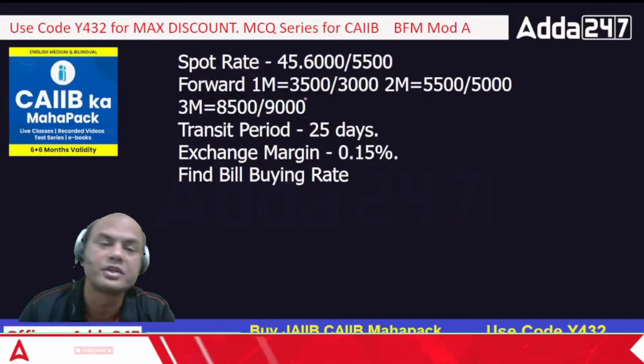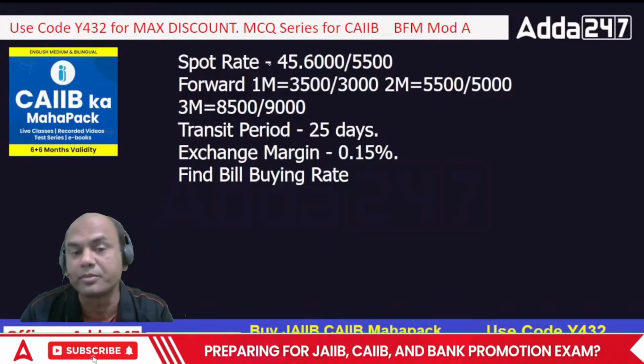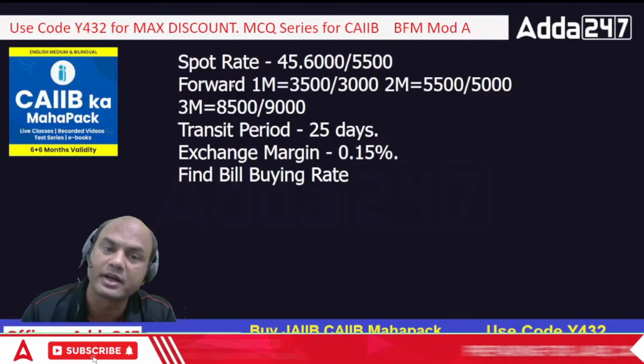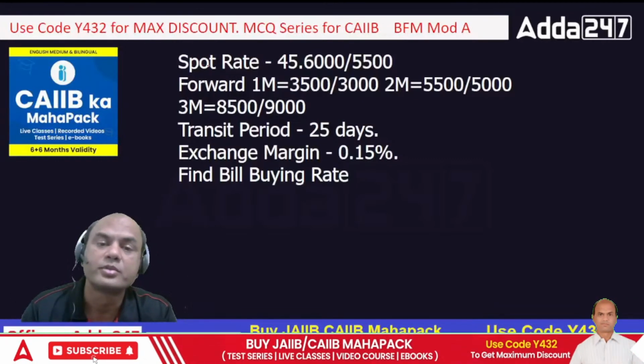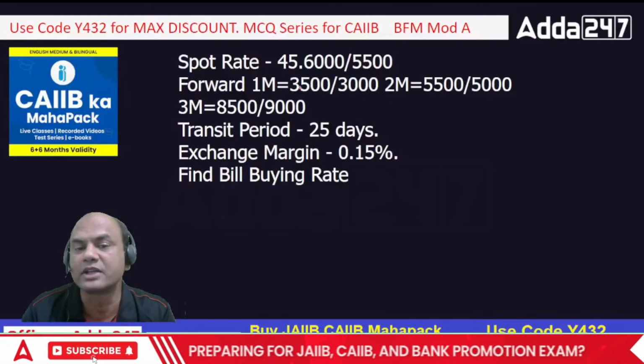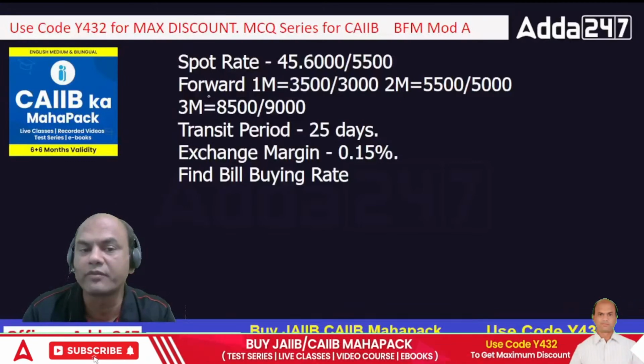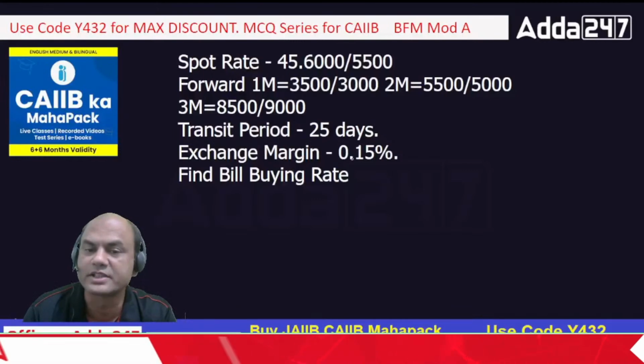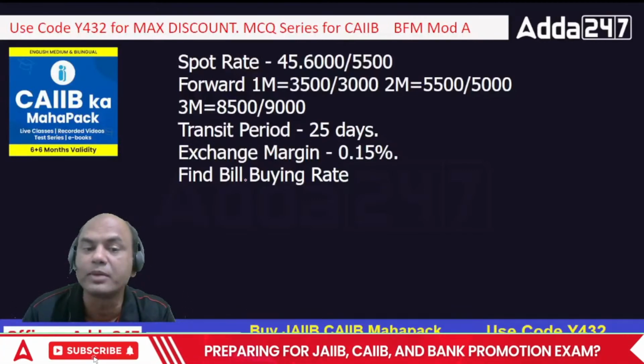Now about the spot rate. This is the new problem. The earlier one was separate, this is separate. Spot rate is given as 45.60/55. Forward margin for 1 month is 35/30. 2 months is 55/50. 3 months is 85/90. Transit period is 25 days. Exchange margin is 0.15%. Find the bill buying rate.